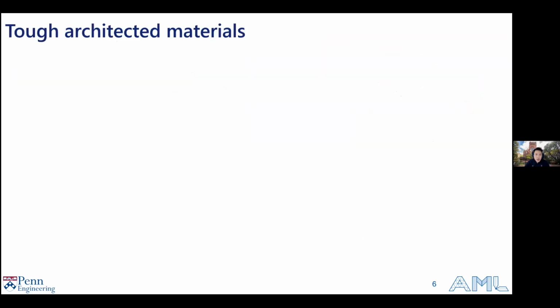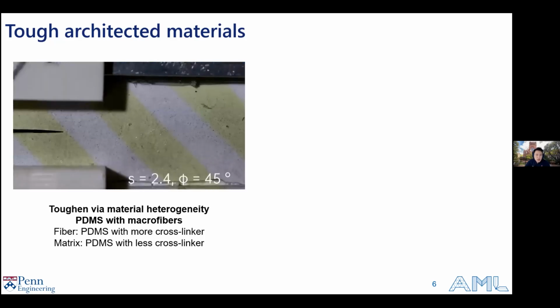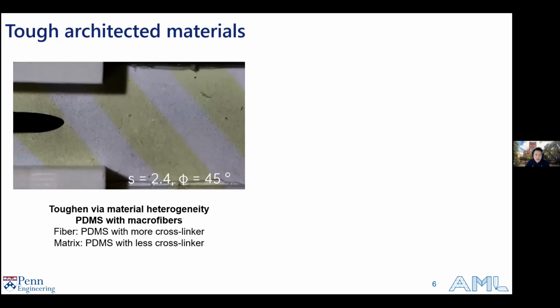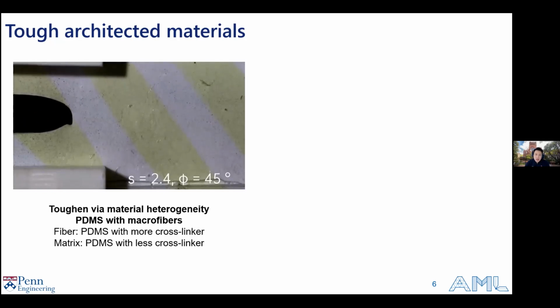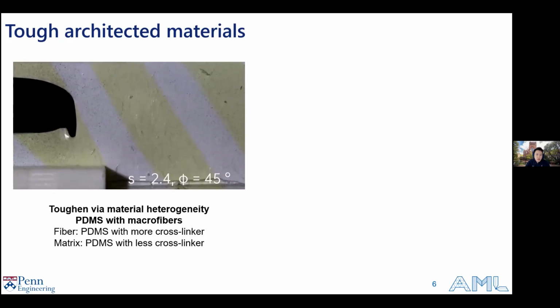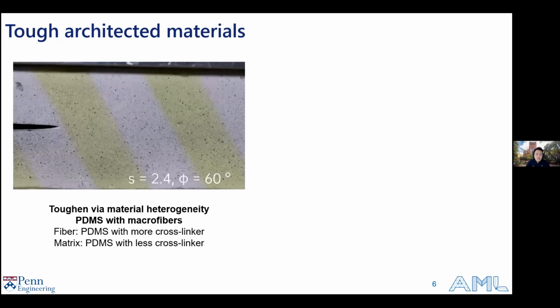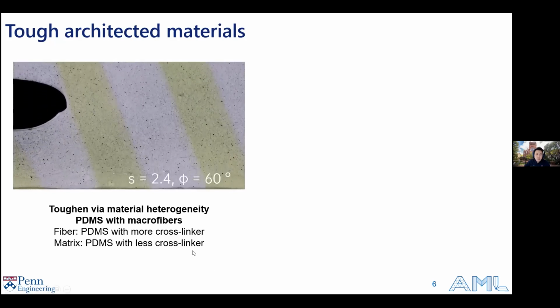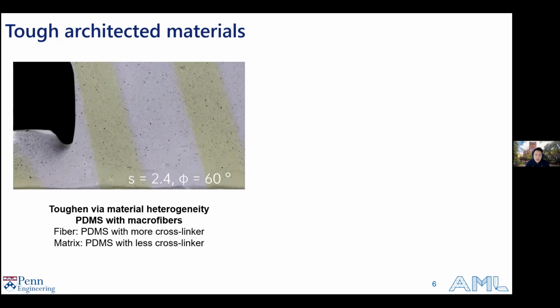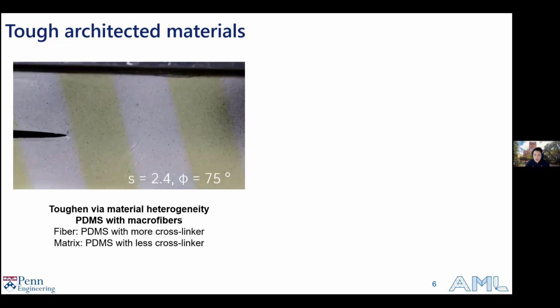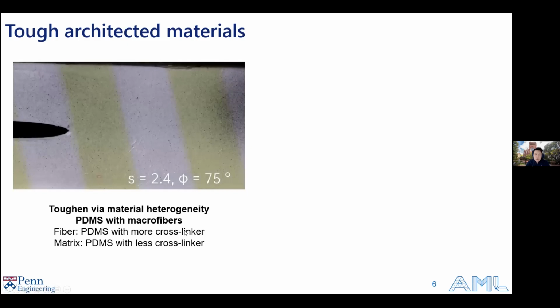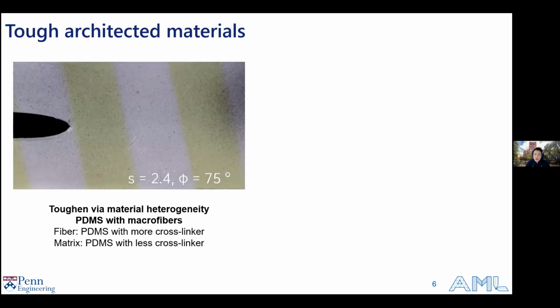So today my talk will include two topics from my PhD work on generating tough architected materials. The first example I will show is toughening via material heterogeneities. In this case, we have PDMS with macrofibers. This is inspired by the work of Professor Chengyang Mo, with PDMS of various cross-linking, which could generate a matrix that's softer with fewer cross-linkers. Like Jun soon talked about, having less cross-linker creates a material with less stiffness. And the fibers have more cross-linker, effectively creating a well-defined interface with material heterogeneity across the interface. So the first part will focus on this and on the origin of toughness in this material.